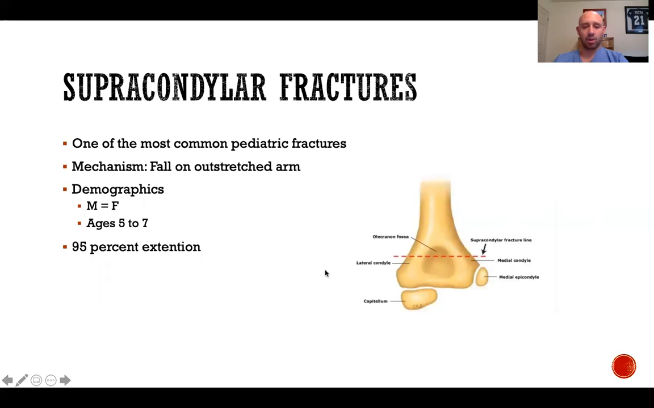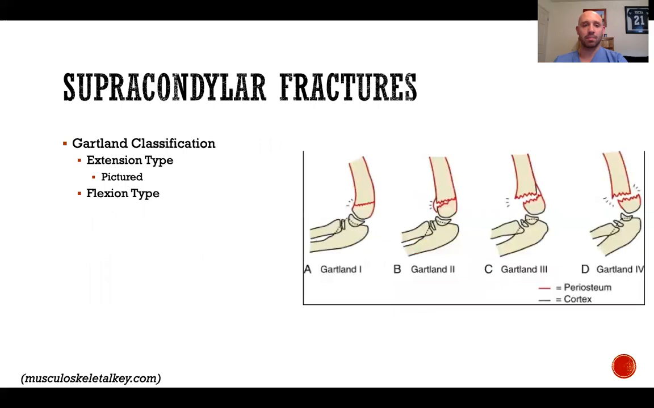And as we go through the classification system, 95% are going to be an extension type. And that extension type is classified by the Gartland classification, and that's 1 through 4. We'll get through the specifics in a second. But then there's also a flexion type that's a little bit different. So type 1 is a non-displaced fracture. And so you have intact periosteum and cortex at the anterior and posterior aspects.